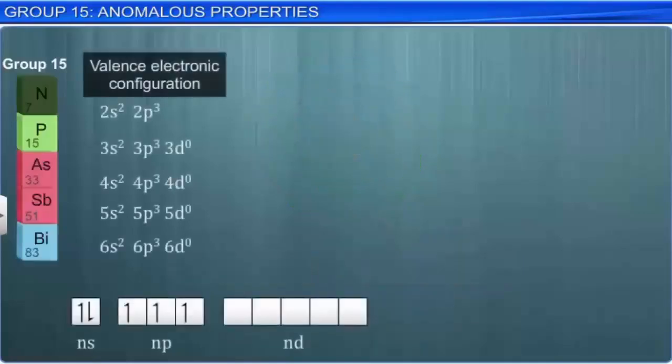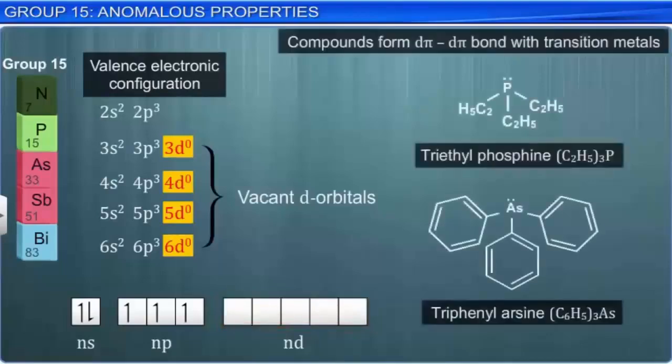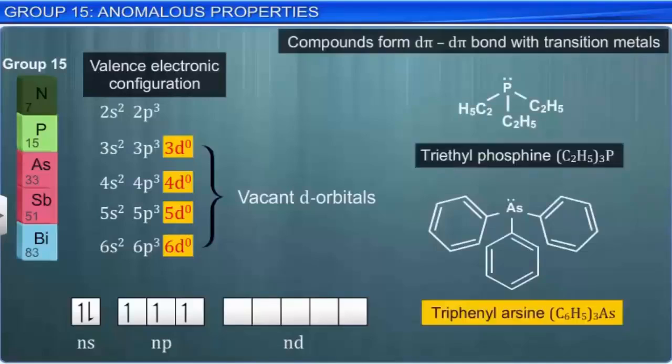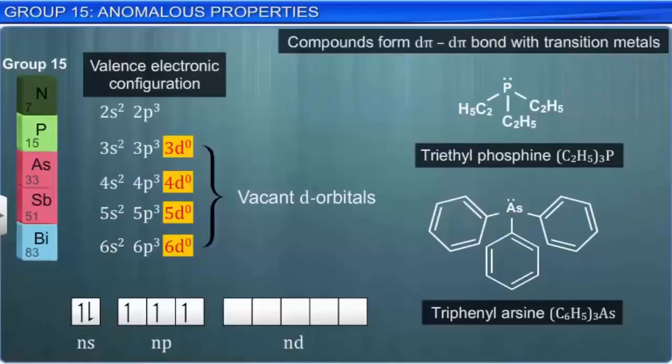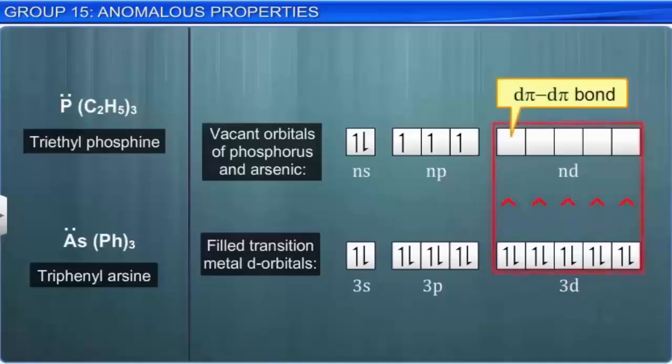Due to the availability of vacant d orbitals in the remaining elements of group 15, compounds of these elements, such as triethyl phosphine and triphenylarsine, form d-pi bonds with transition elements. Vacant d orbitals present in the phosphorus and arsenic of triethyl phosphine and triphenylarsine accept electron density from filled transition metal d orbitals and form d-pi bonds as shown here.